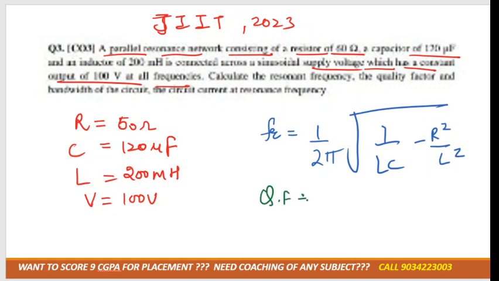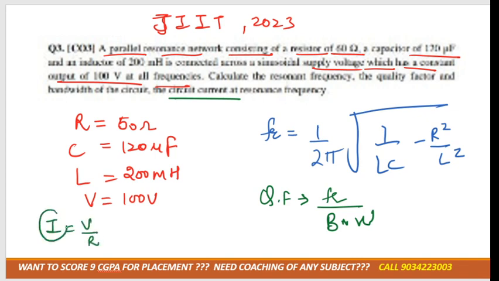Quality factor, as I told you, that is the same, that is resonant frequency divided by bandwidth, right? So we have to calculate bandwidth also. What is the formula for the bandwidth? Remember? And once they ask the circuit current at resonance, circuit current I is equal to V by R. So V we know, 100 volt, and resistance we know, that is 60 ohm. So we'll get the value of current. Okay. Now the left part is bandwidth.